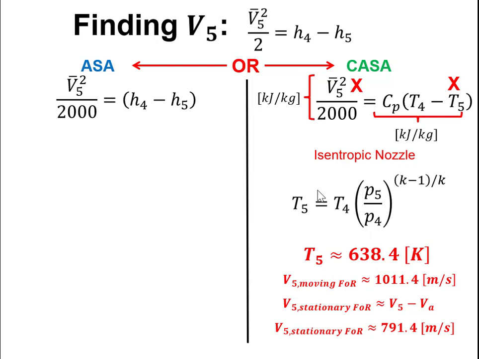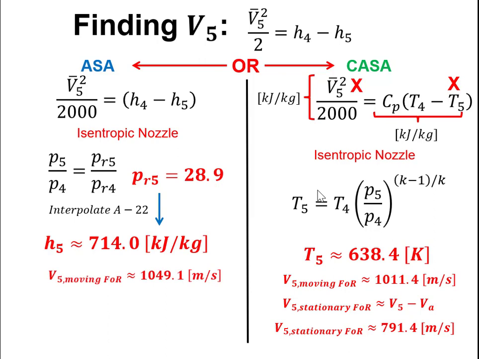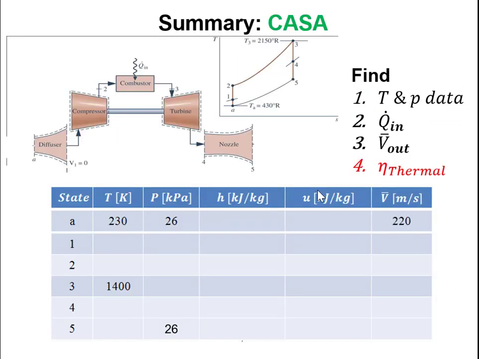I can do a similar process for my variable specific heat analysis. Here, I again assume that it's an isentropic nozzle, so I'm going to use the pressure ratios, and I can find PR5 as 28.9. I can use that in table A22 to find H5, and then I can use H5 to find the velocity in the moving frame of reference, and then convert that again to the velocity in the stationary frame of reference. Notice again that these answers aren't exactly the same because I've made different assumptions depending on if I'm doing a cold air standard analysis or a variable specific heat analysis.